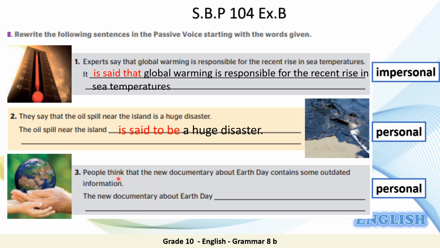So, which verb are we going to change? To passive, this is think. It is thought to plus the base form or the infinitive form of the verb contains. Is thought to contain some outdated information.